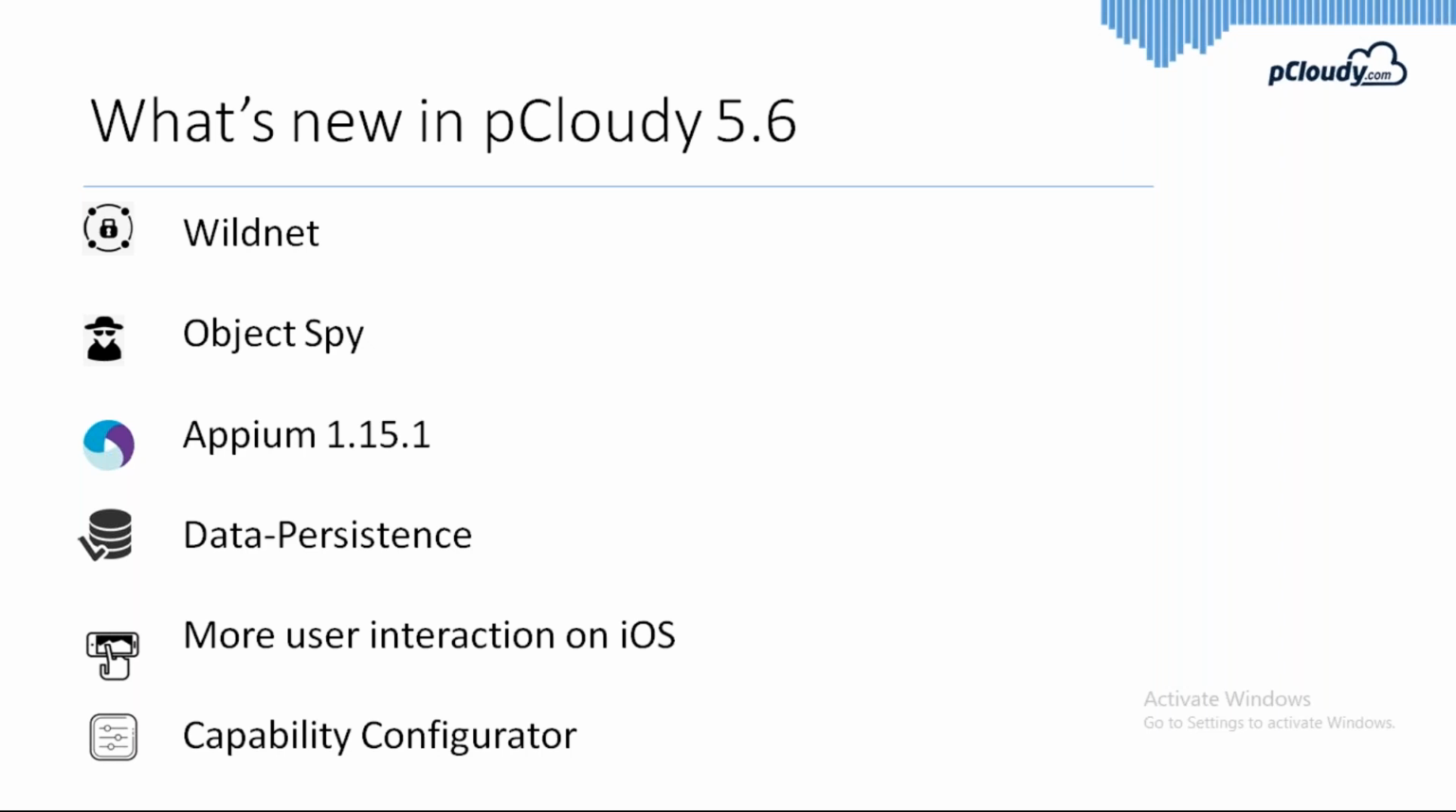We have support for Appium 1.15.1. Then data persistence, which again is for the private cloud and not for the public cloud. We have a little more interactions with iOS, and I'll be talking about which interactions we have supported right now. And finally the capability configurator. We are going to see all these things, but in the interest of time, we will not go to the cloud. I will show you through a video or the slide deck, and then you can experience this when you see 5.6 on pCloudy.